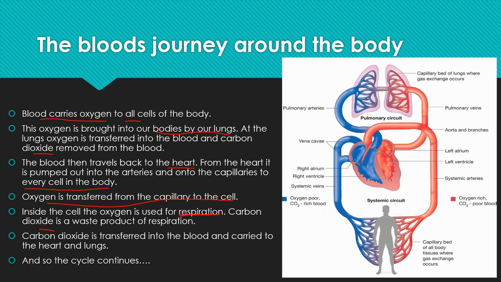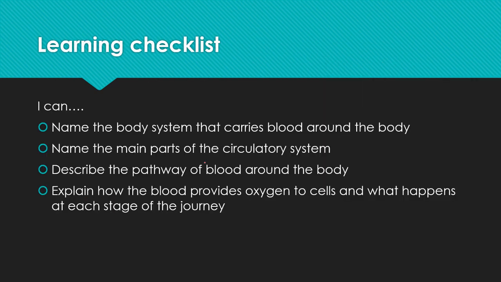So this video has been about naming the body system. That's the circulatory system that carries blood around the body. Naming the main parts of the circulatory system, including the different kinds of blood vessels, and describing the pathway of blood around the body. And so that pathway explains how the blood provides oxygen to the cells and what happens at each stage of the journey.